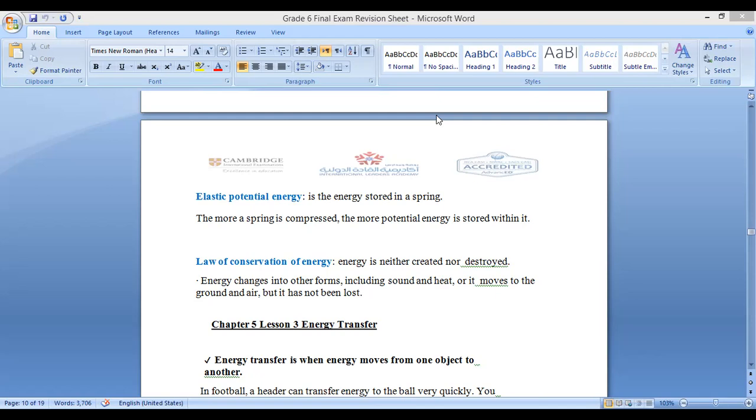Like we have different types of energy. We have moving kinetic energy, we have potential energy, we have sound energy, we have heat energy. Okay?